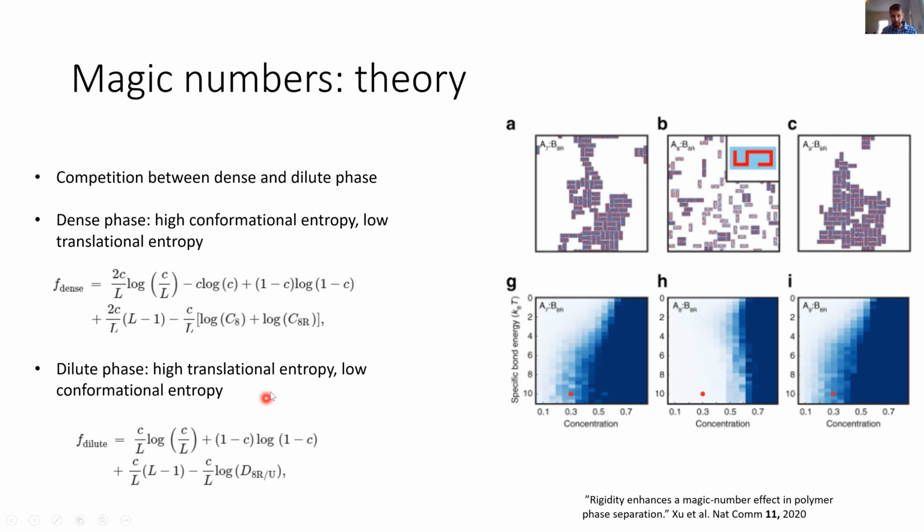On the other hand, in the dilute phase, there's high translational entropy because these dimers can float around and go anywhere, but low conformational entropy because there are fewer ways to form these dimers. Basically, once you're stuck on one of these blocks, you're stuck there. That dimer degeneracy is quantified here, and the translational entropy is quantified in these terms. The idea is that if there's phase separation, there are some concentrations where you can lower your overall free energy by putting some of the system in a dense state and some of it in a dilute state.